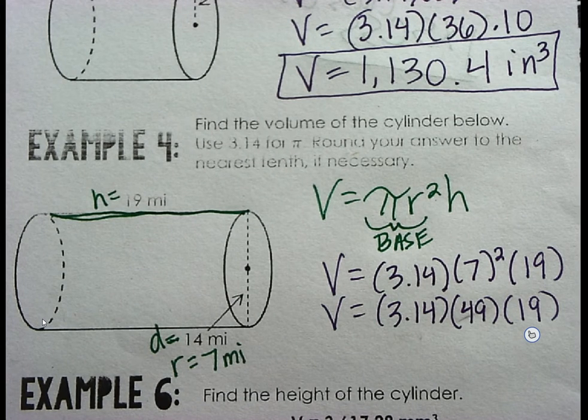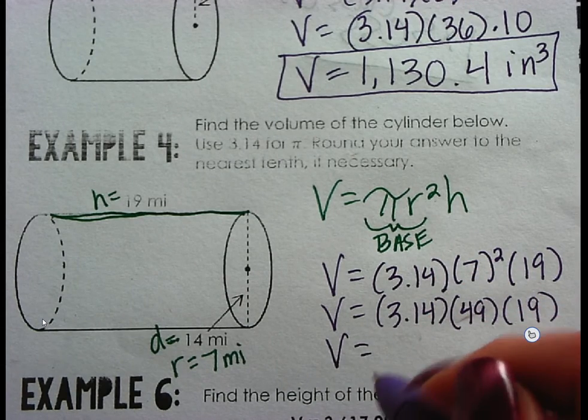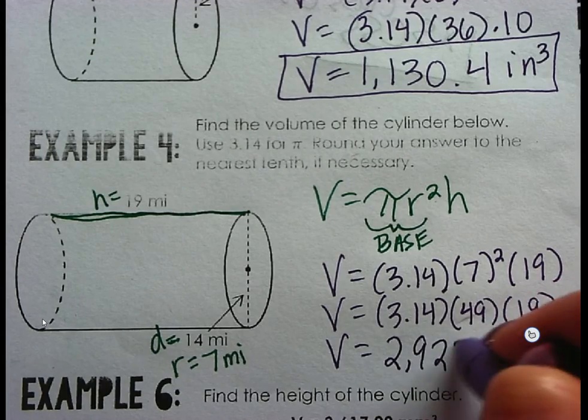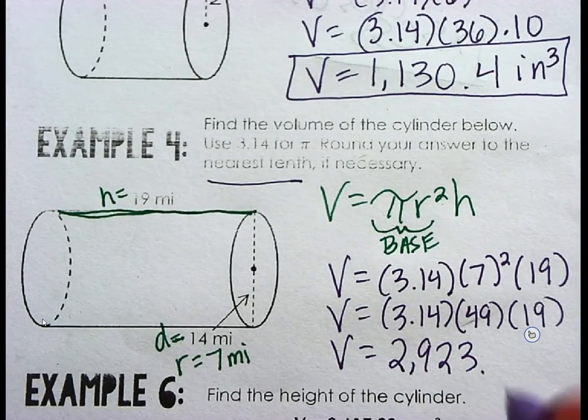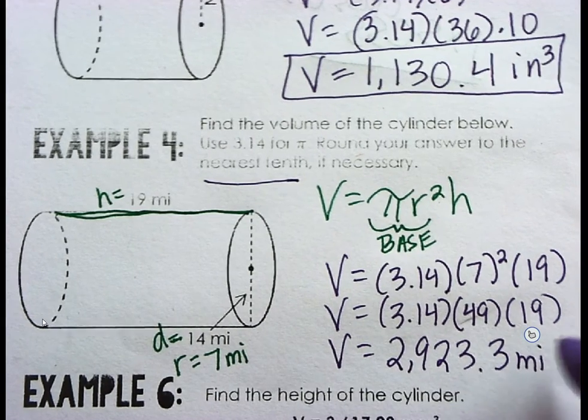And I get, who's got it? Who's got the answer? Brooklyn, do you have it? What do you get? 2,923, and we're rounding to the nearest tenth, so it's going to be 0.3 miles cubed.